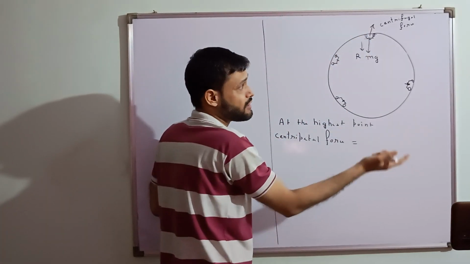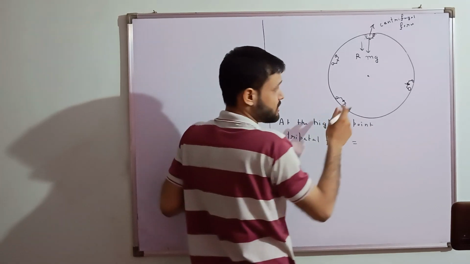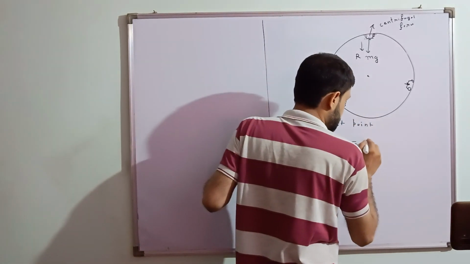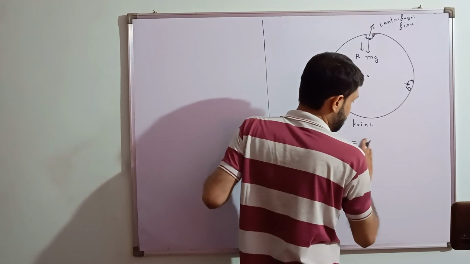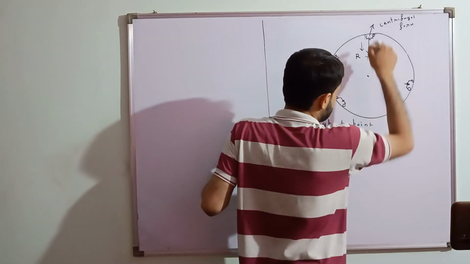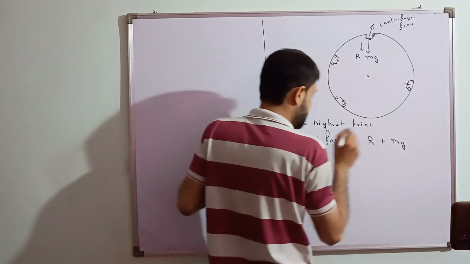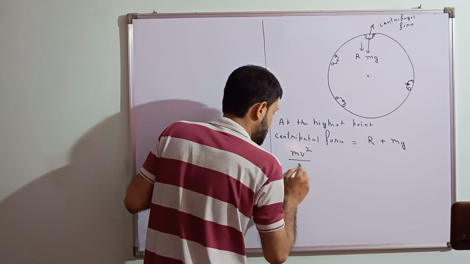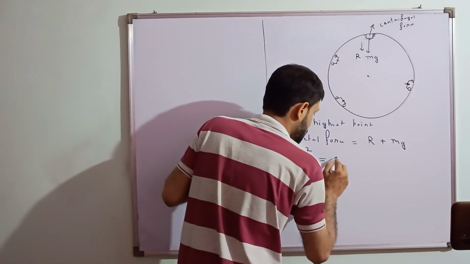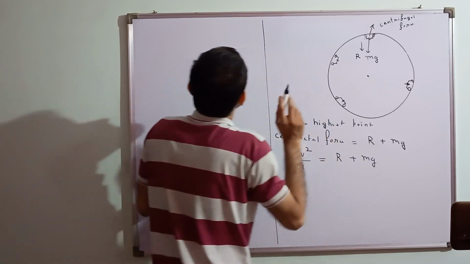Centripetal force is always a force which is acting towards the center, that we have already discussed. So what is acting in this case? It is mg plus normal reaction. Let me write R plus mg. R is the force which is the normal reaction, plus mg. Now you know what is the magnitude of centripetal force. It is mv square by R on this side, and on this side R plus mg. This is what I am getting.